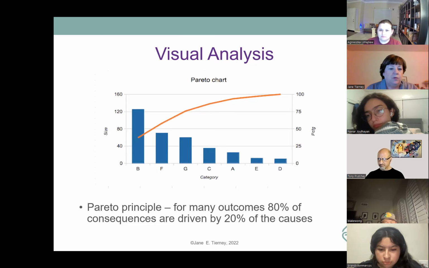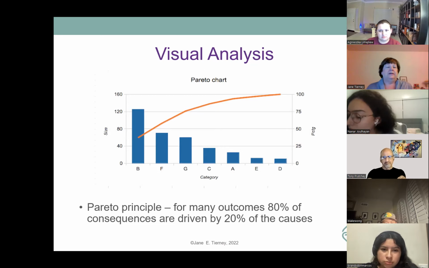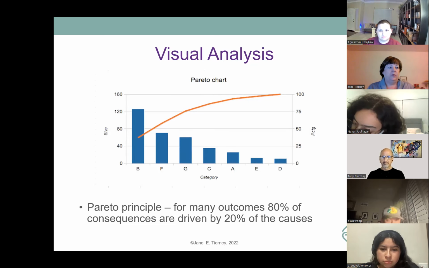But sometimes we want to look at it in a different way. And we use what we call a Pareto chart, which looks from biggest occurrences to lowest. So, and the Pareto principle is the idea that for the outcomes, 80% of the consequences are driven by 20% of the causes. Now, this is not an exact science. So if you can come up with 75 and 25, that's still kind of in that ballpark.